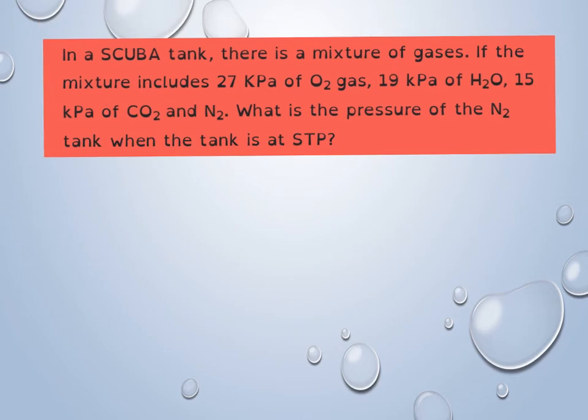All right, here's another example, and this one I want you to submit as homework in Schoology under the assignment marked Dalton's Law. So I'm going to read this problem because this one's a little bit different than the one we just looked at. It says in a scuba tank there is a mixture of gases. If the mixture includes 27 kPa of O2 gas, 19 kPa of H2O gas, 15 kPa of CO2 gas, and some N2 gas, what is the pressure of the N2 in the tank when the tank is at STP?